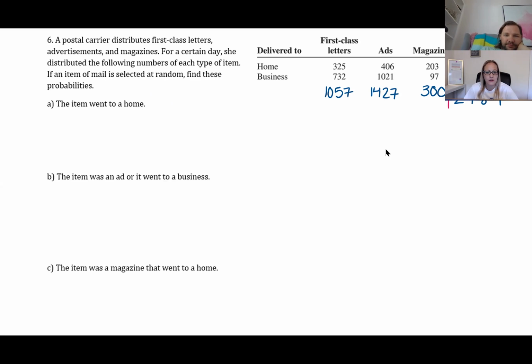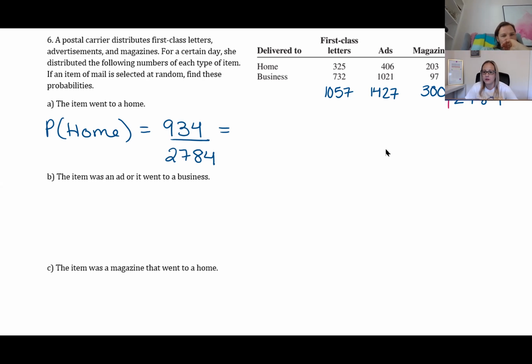Okay, so let's see. Part A says the item went to a home. So that's just going to be the total for the home row, which is the 934, over the total for the entire table, which is the number in the corner there, the 2784. So 934 over 2784 reduces to 467 over 1392.